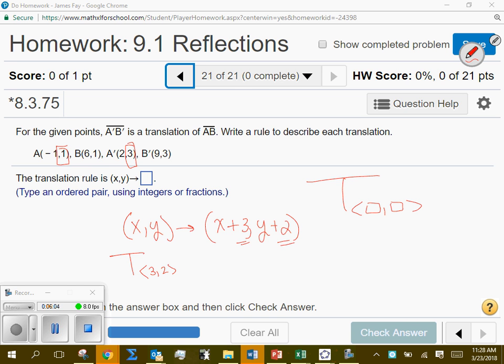Okay. Now, the only issue here is I find those distances to be 3 and 2. Now I just got to make sure A is going to A prime, so the 3 needs to be positive, and so does the 2 in this case, okay? If I was going from A prime to A, then they'd be negative, even though the distance is still positive 3. Does that make sense?